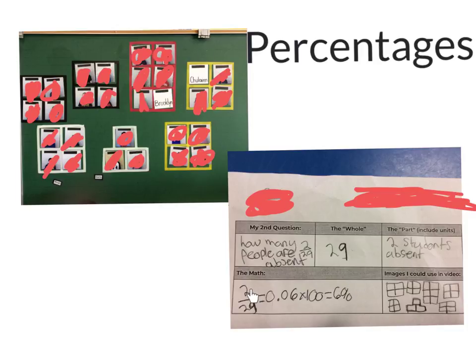So first I have to do 2 over 29, which equals 0.106, and then I have to multiply it by 100, and then it will equal 6%.